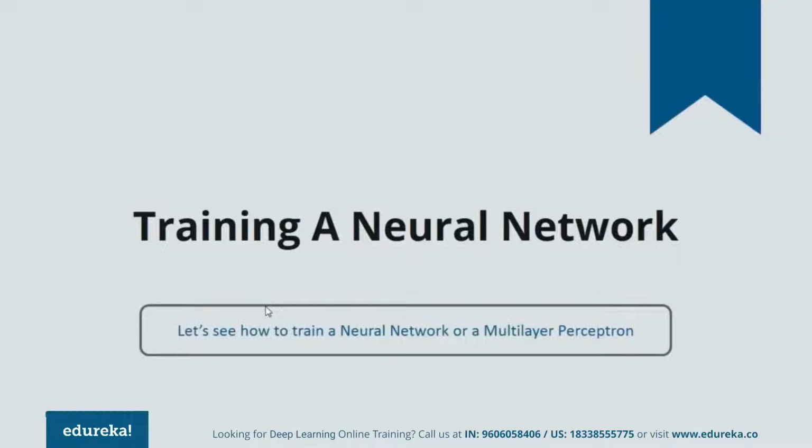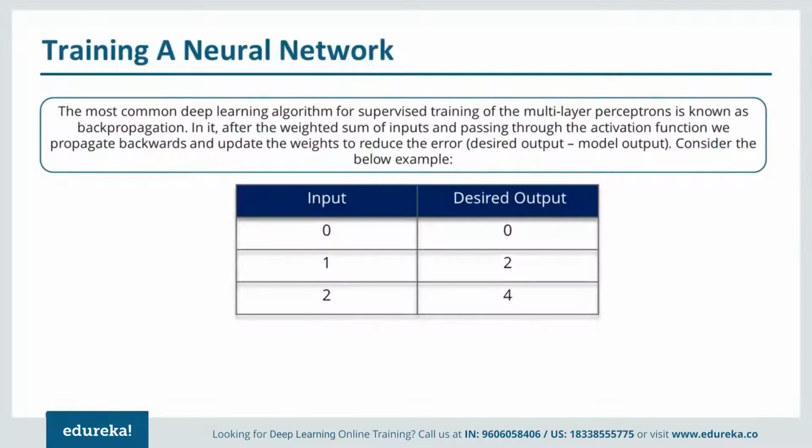Training a neural network. So how do we actually train our neural network? Basically, the most common algorithm for training a network is called backpropagation. In backpropagation, after the weighted sum of inputs passes through an activation function and we get the output, we compare that output with the actual output that we already know. We figure out how much the difference is. We calculate the error, and based on that error, we propagate backwards.